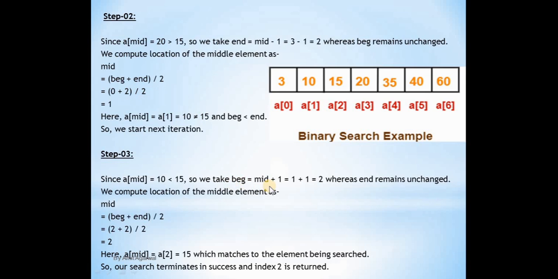Now the value of beg also becomes 2. So 2 plus 2 divided by 2 equals 2. And at A[2], the middlemost element, we get our element. Our search terminates in success, and at index 2 our element is returned, that is 15.